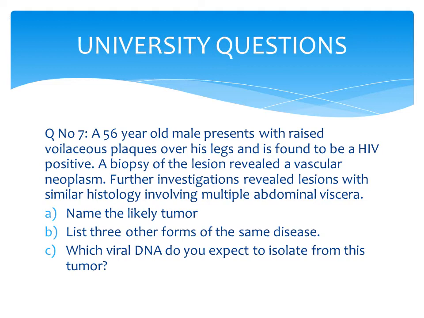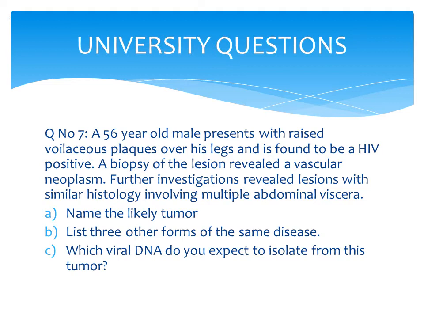List other 3 forms of the same disease. And which viral DNA would you expect to isolate from this tumor? So this is the characteristic appearance. They are giving you an indication that the person is HIV positive and has raised violaceous plaques.